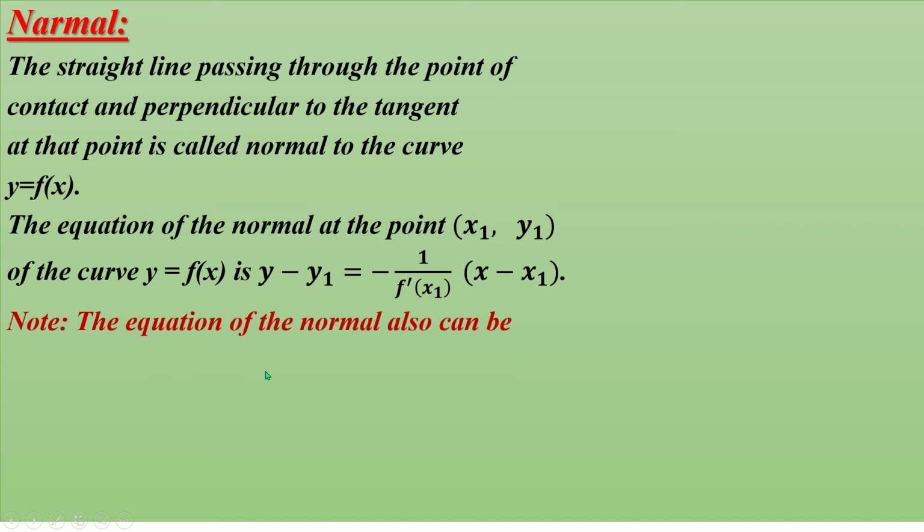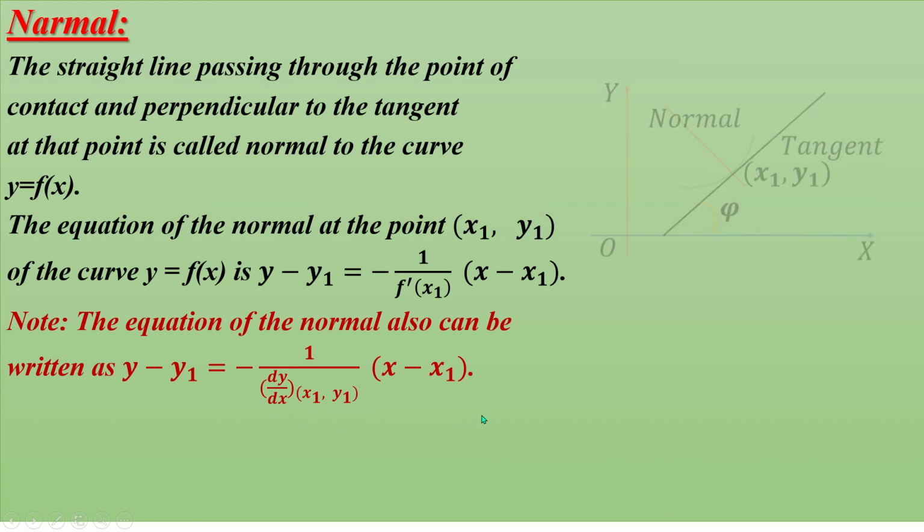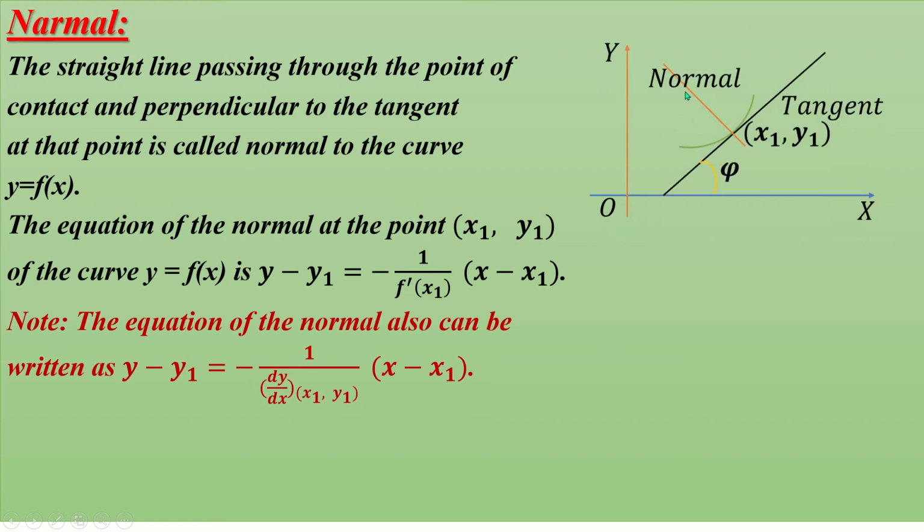Note that the equation of the normal can also be written as y minus y1 equals minus 1 divided by the derivative of y with respect to x at (x1, y1), into x minus x1. Here dy by dx is the derivative at the point (x1, y1). Follow the figure here. This is a tangent and this is a normal, and the normal is perpendicular to the tangent. Clear?